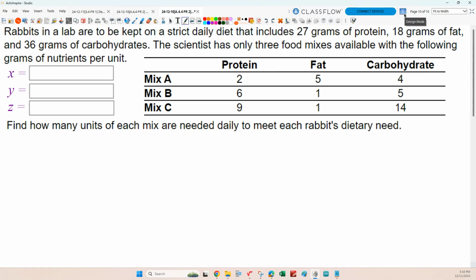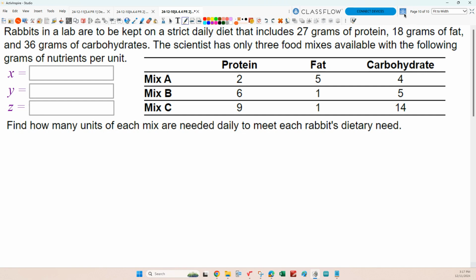Rabbits in a lab are to be kept on a strict daily diet, and the optimum diet for a rabbit, evidently, is 27 grams of protein, 18 grams of fat, and 36 grams of carbohydrates. Science has told us that's the optimum rabbit. We're going to make super rabbits if we feed them that diet. The scientist, or you, only has 3 food mixes available. So there are only 3 different kinds of rabbit mixes you could buy.